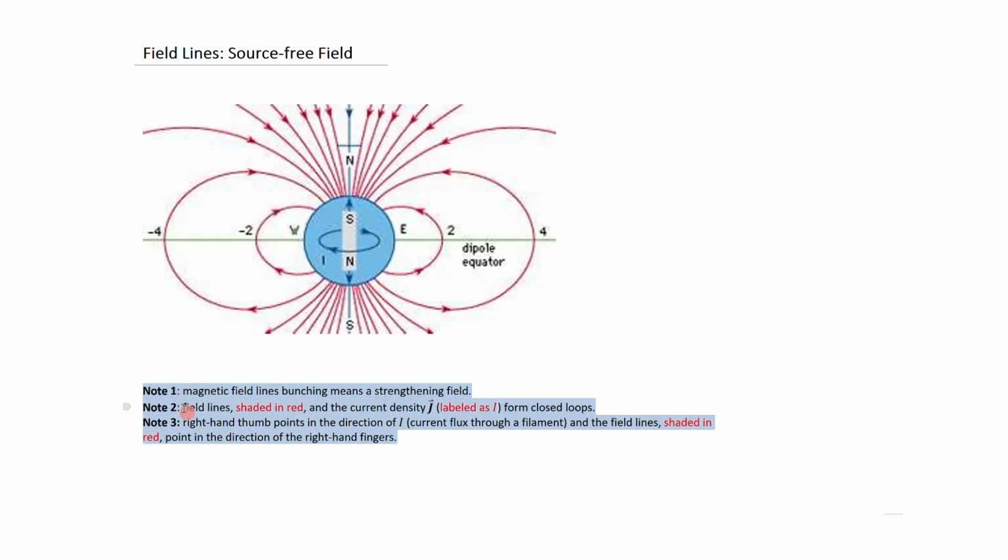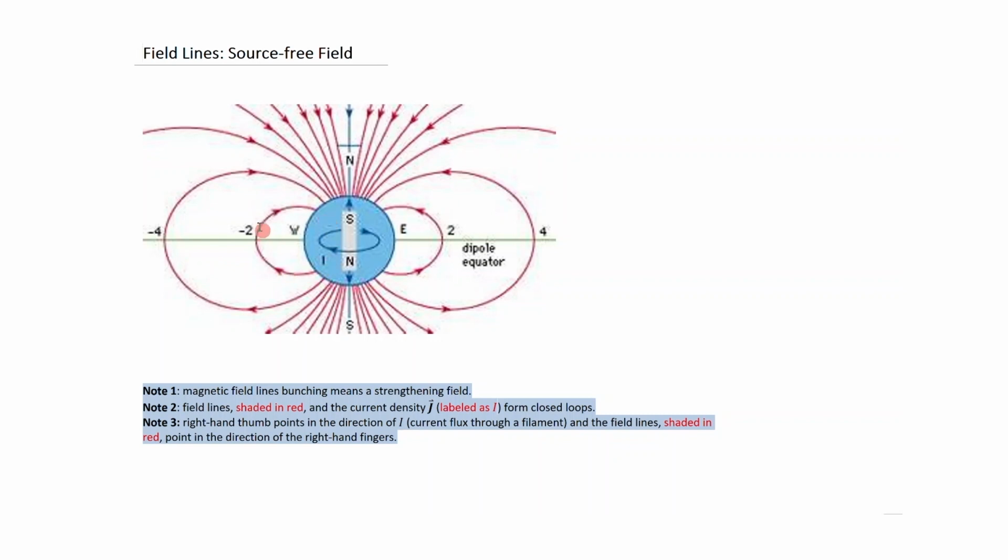So first thing to assume here is that the magnetic field lines bunching means a strengthening field. So you'll notice the red lines are the field lines, so they're getting stronger as you get closer to the globe. Secondly, the field lines which are shaded red and the current density J labeled as I, which is this one here, form closed loops. So see this current, this forms a closed loop, and the field lines will go into the system and come out the other side as well.